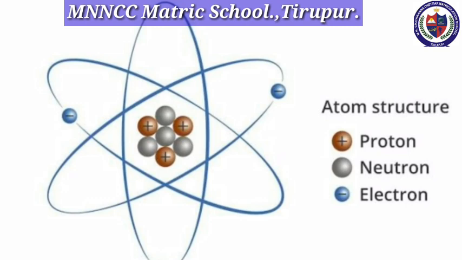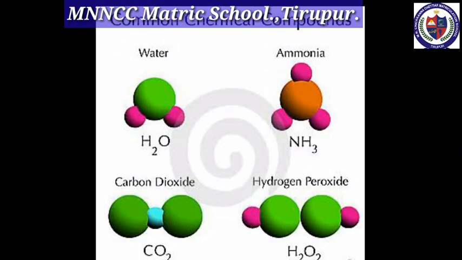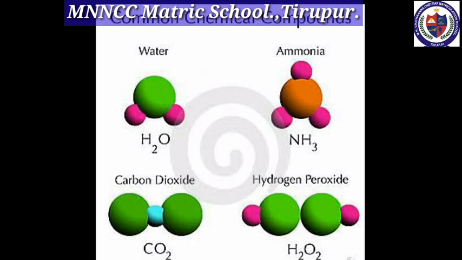Then second one is molecules. Atoms of the same element or different elements combine to form a molecule. A molecule is the smallest particle of a pure substance. For example, in water, 2 hydrogen atoms combined with 1 oxygen atom to form a molecule.